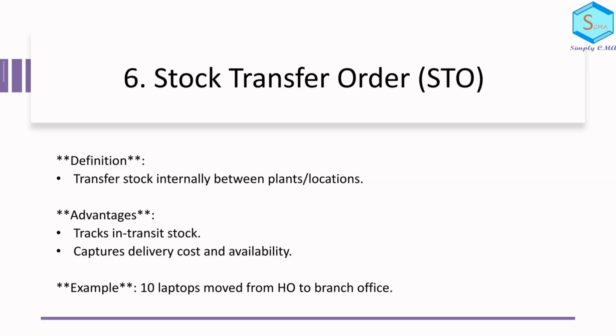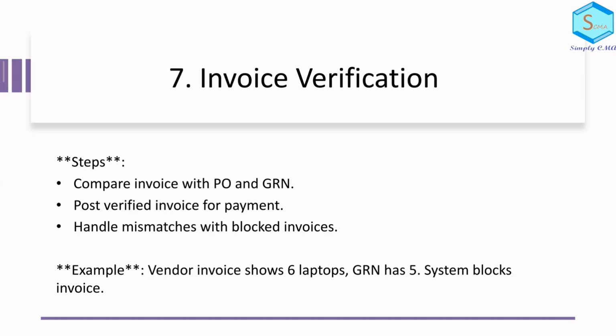Like the example I have given, 10 laptops moved from head office. It is procured, laptops procured in the head office centrally and moved to the branch office based on their requirements. Then invoice verification. Here comes the accounts department. That is accounts payable process.